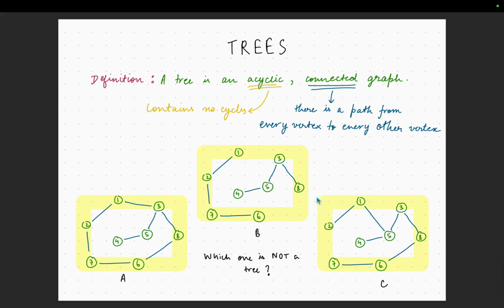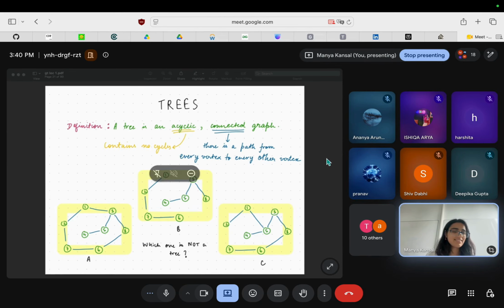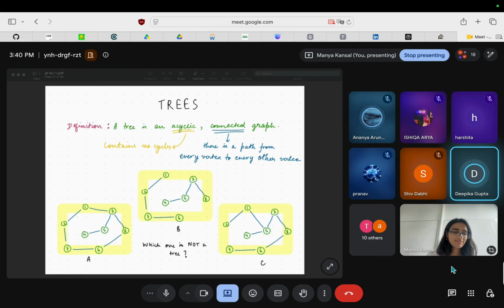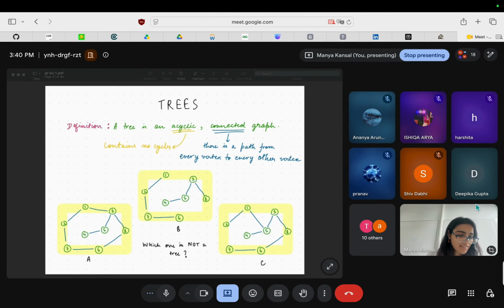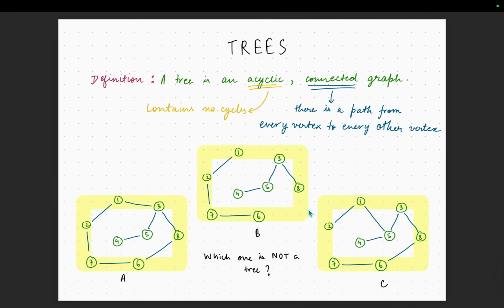What about the other two, A and C? Are both of them trees? Of course they're graphs. And then, yeah, Deepika and Ananya answered correctly that A is not a tree, because it contains a cycle, and trees should not contain cycles. So yeah, C is the only tree out of these three.